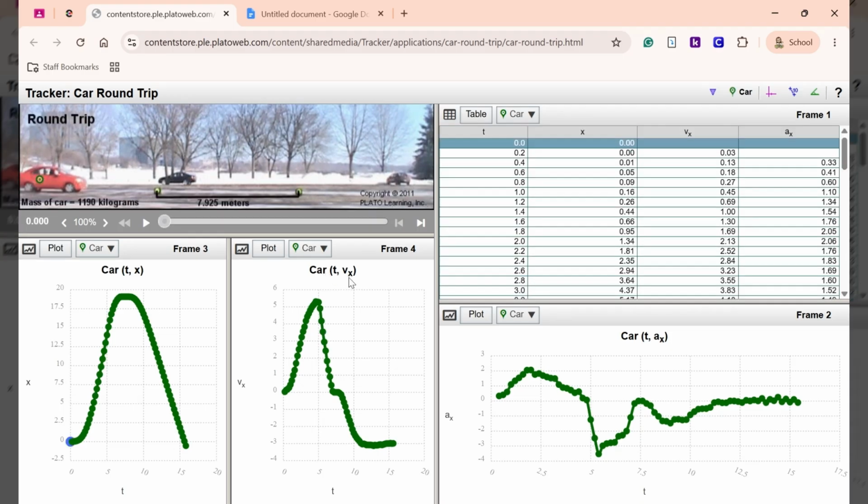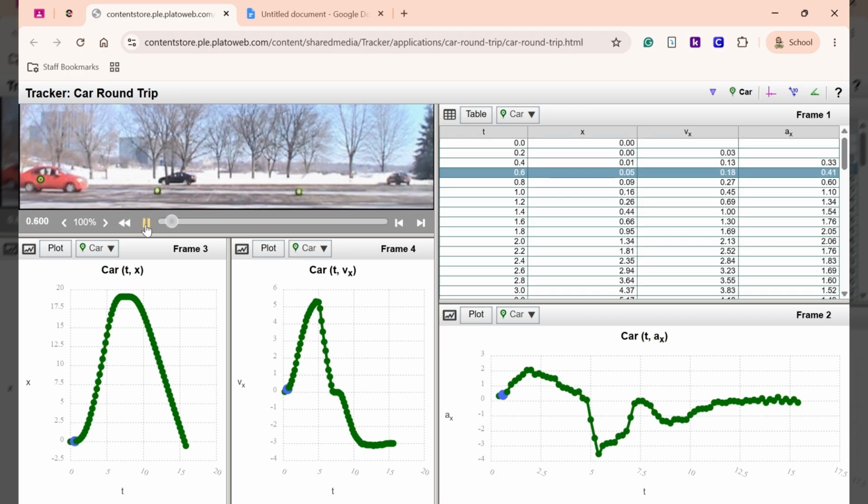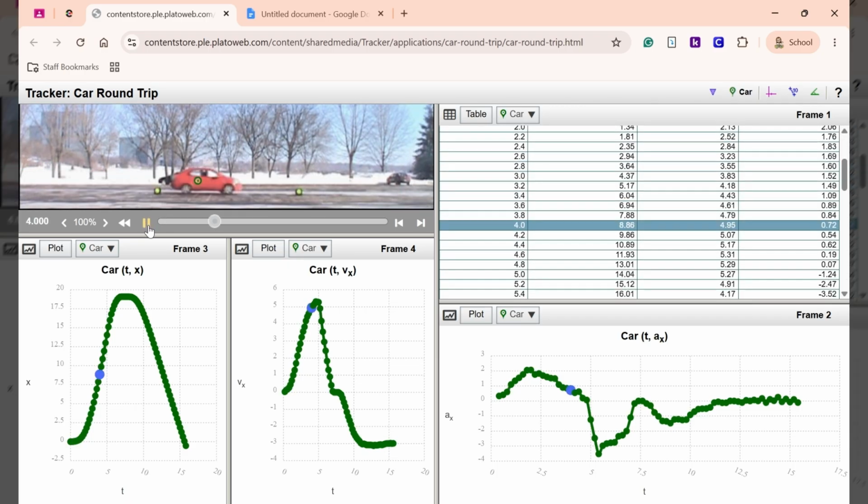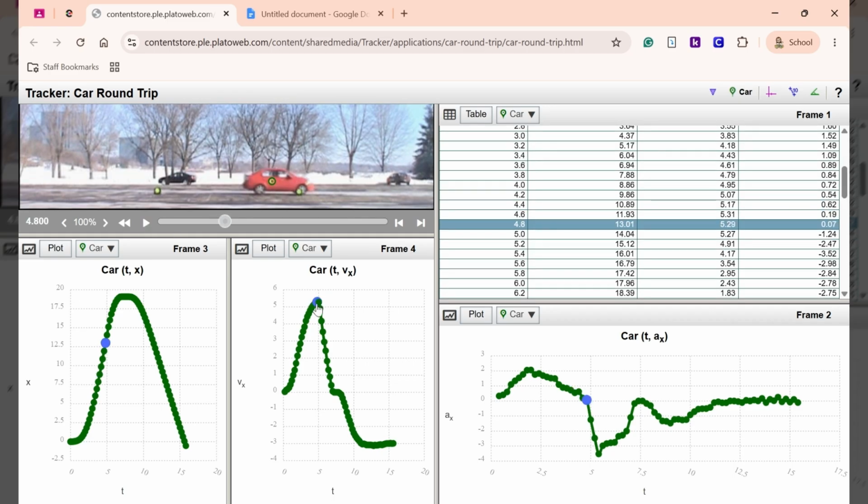So this graph right here shows the car's velocity over time. At the beginning, the car's velocity is close to zero. You see that right here. So this means the car stopped or it's just starting to move. As time passes, the velocity increases. This means that the car is speeding up in the positive direction. It reaches a maximum velocity of about 5. That happens about right here, and you can see that 5 right there. That is the maximum velocity that it reaches.